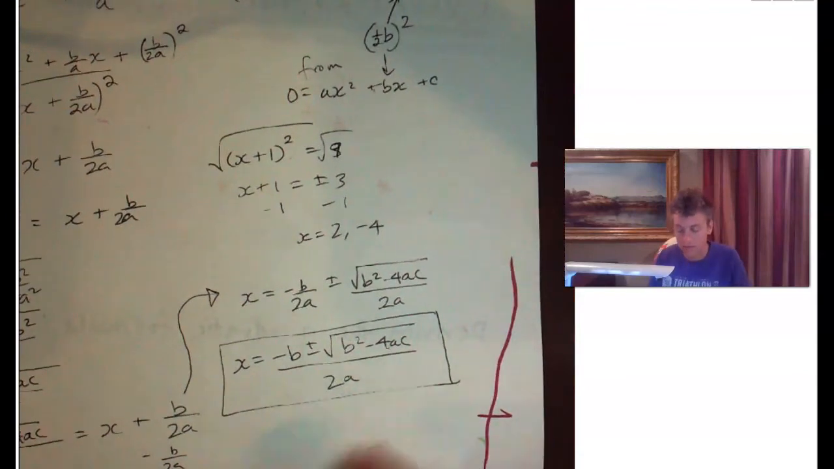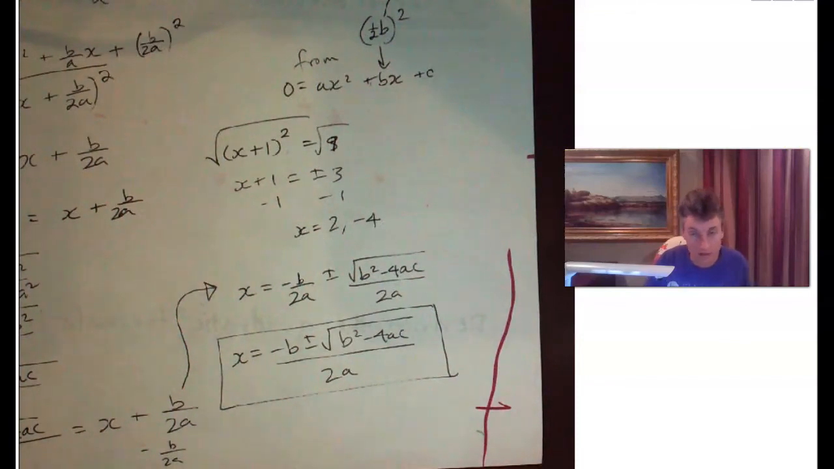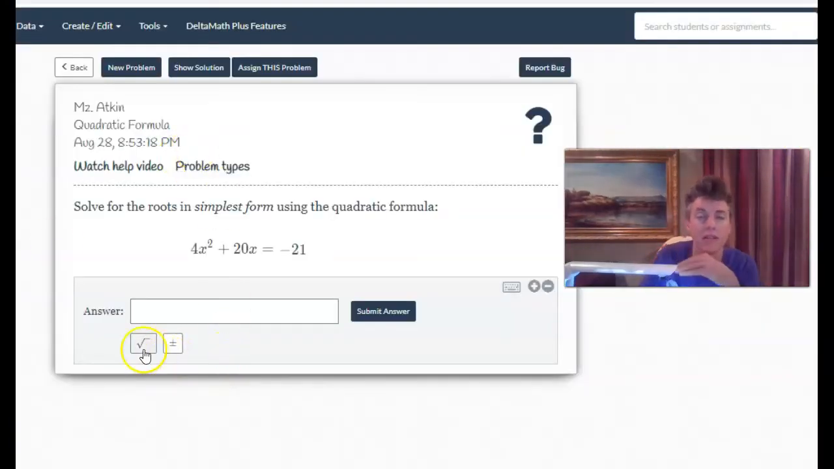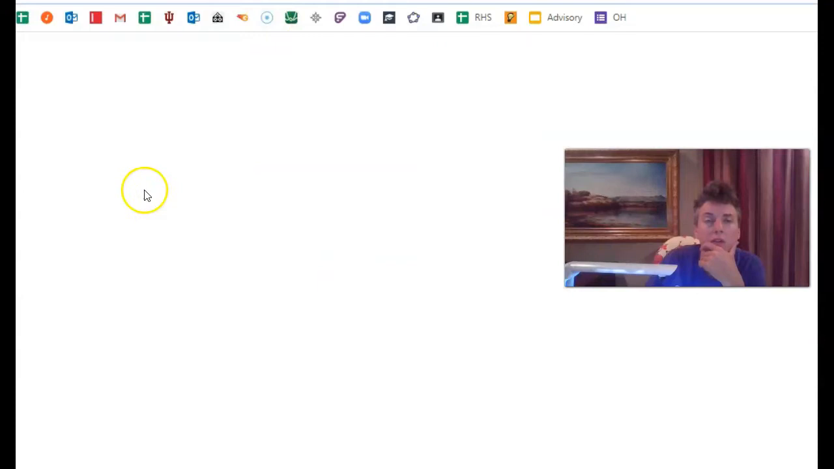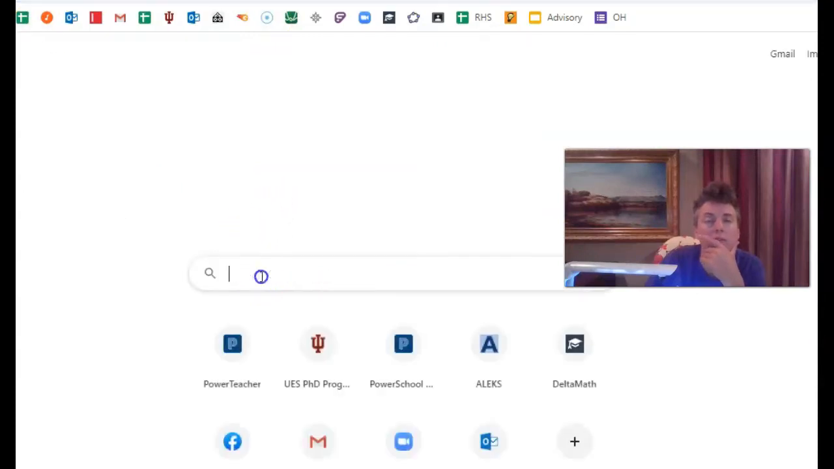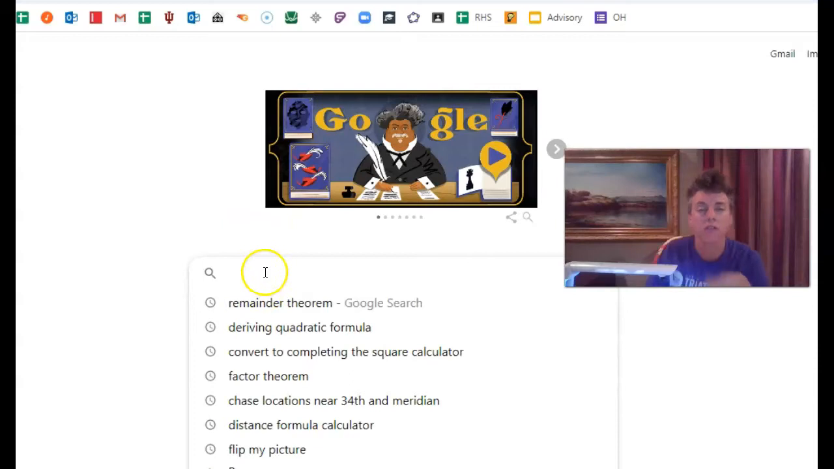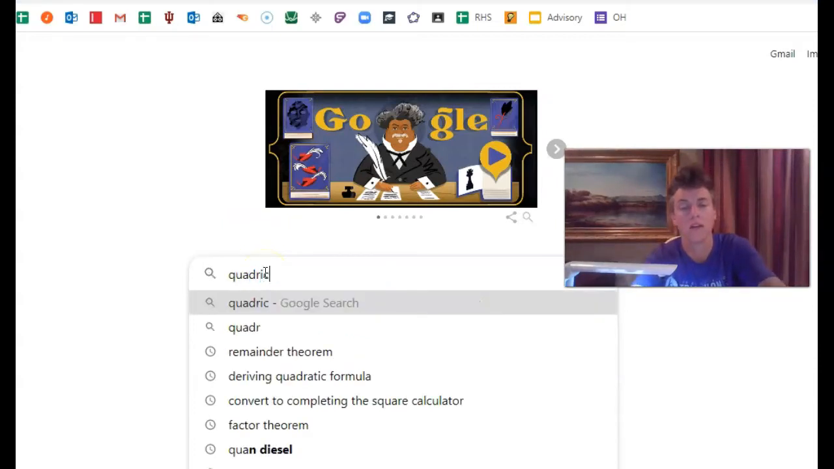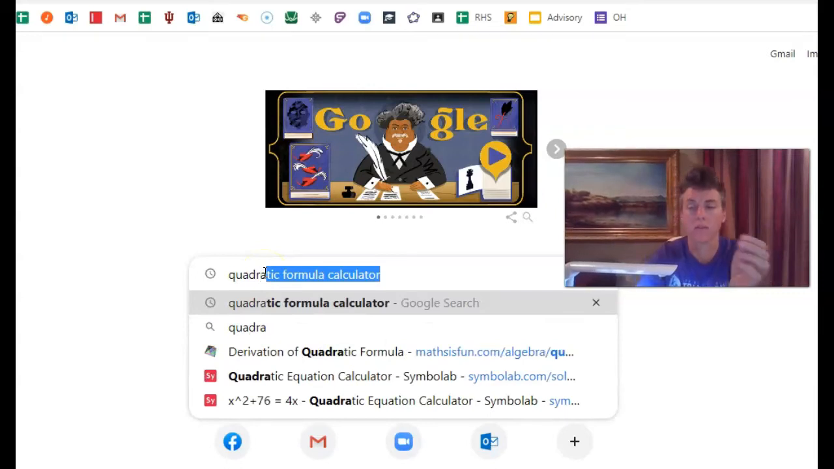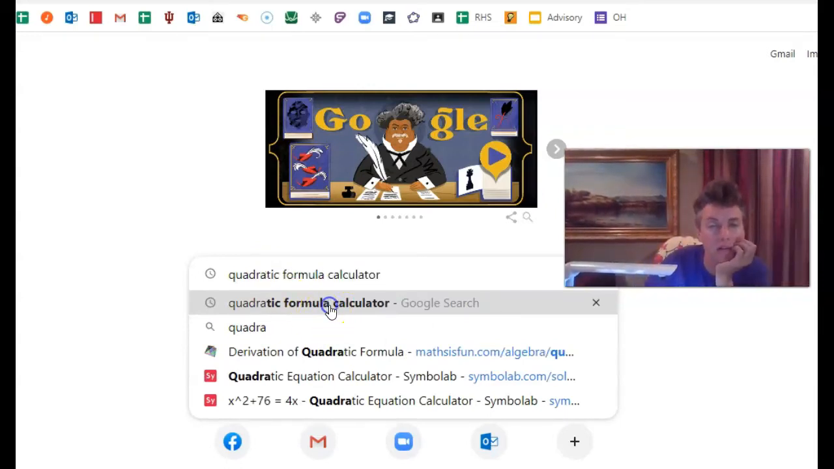We did all this work to prove this formula, and now I'm going to show you how you can use the internet to solve these equations for you for the rest of your internet life. Okay, so you're going to get something like this on Delta Math. 4x squared plus 20x equals negative 21. Then you're going to go to Google and you're going to say, I don't really feel like solving this ever, so let's go to a quadratic formula calculator. Oh, look, quadratic formula calculator. Let's go there. And then we wait for our page to load.